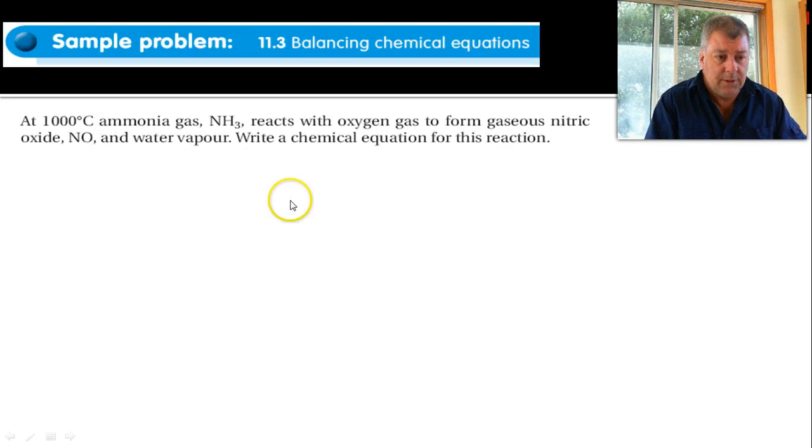Let's do an example, a fairly complicated one, but we'll work our way through it. Ammonia gas, and we're given the formula, NH3, reacts with oxygen gas at 1000 degrees C. Now oxygen gas is going to be O2, because that's how oxygen occurs as a gas, to form gaseous nitric oxide, which is NO, and water vapor, which is of course H2O. Write the chemical equation for this reaction.